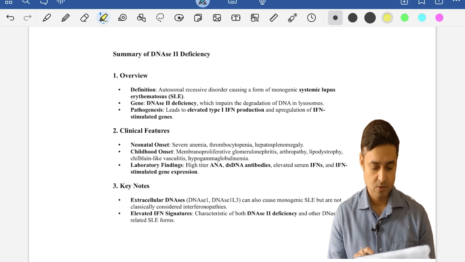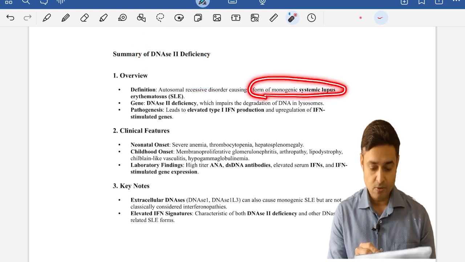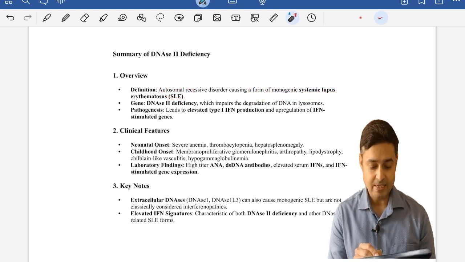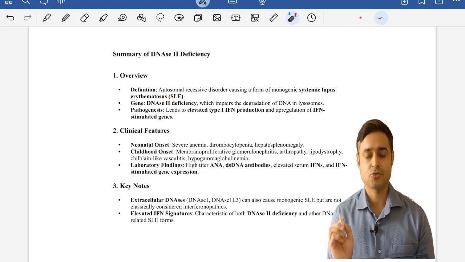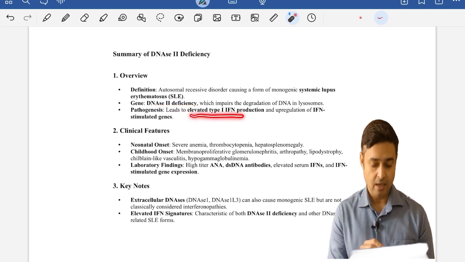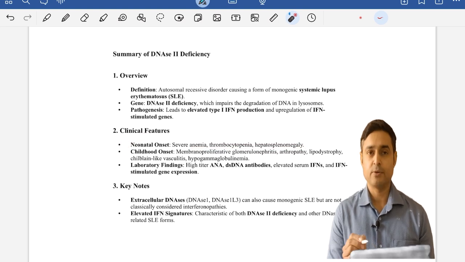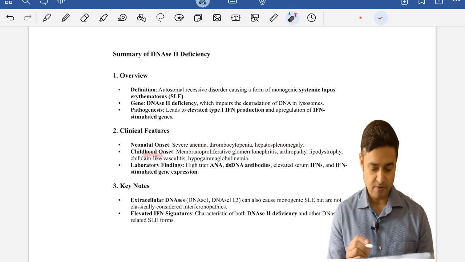Okay. So the next disease under this spectrum is DNase II deficiency. This is autosomal recessive, causing a form of monogenic SLE. So this is a very straightforward MCQ for your upcoming exam. The gene is DNASE2, as the disease says, and pathogenesis is again excessive interferon 1 production. Clinical features: neonatal onset, severe anemia, thrombocytopenia, hepatosplenomegaly, which are non-specific.